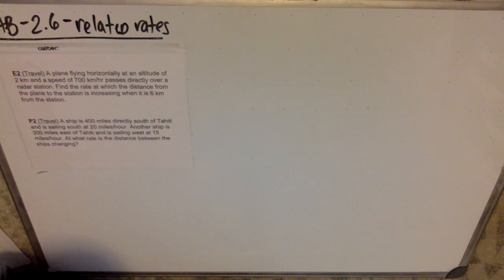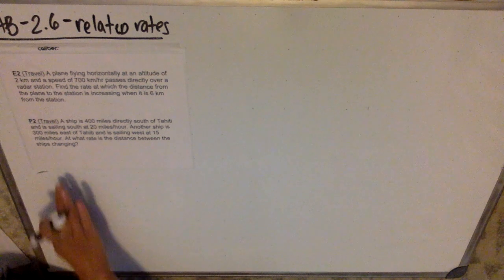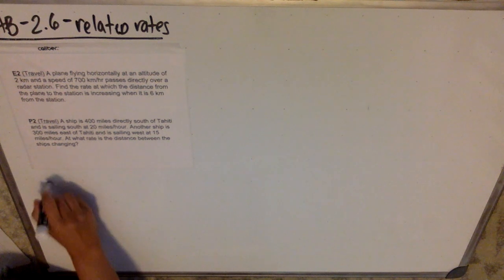So, P2. A ship is 400 miles directly south of Tahiti and is sailing south at 20 miles per hour. Another ship is 300 miles east of Tahiti and is sailing west at 15 miles per hour. At what rate is the distance between the ships changing? Cool. So if you are fine with that and you don't need to listen to me, go ahead and hit pause.